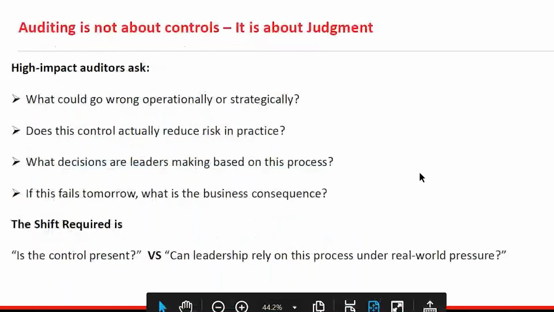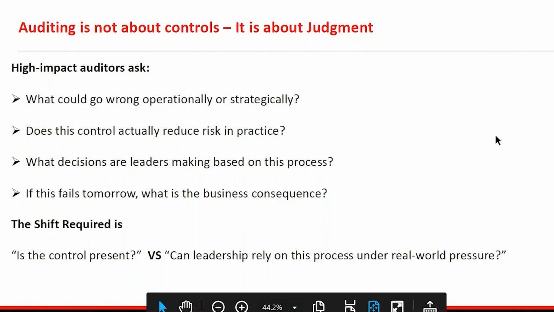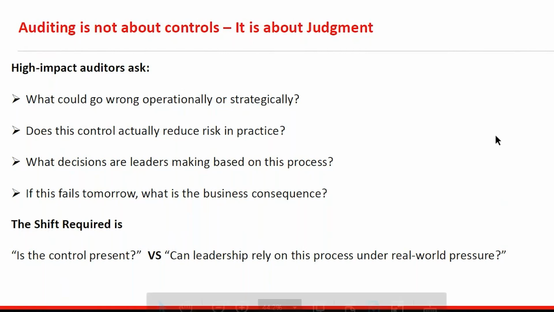Today, at least when I talk to a lot of teams, the general perception is that if you have knowledge of controls, especially technical controls, then you can do an audit successfully. But it is not just about controls. It's about, as an auditor, can you make a judgment on the controls?